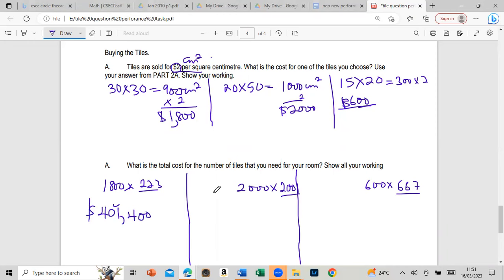And for this one, 2 times 2 is 4, so that will be $400,000. And for this one, we can multiply by 100 and add, but I'm just going to use a calculator: 600 times 667.